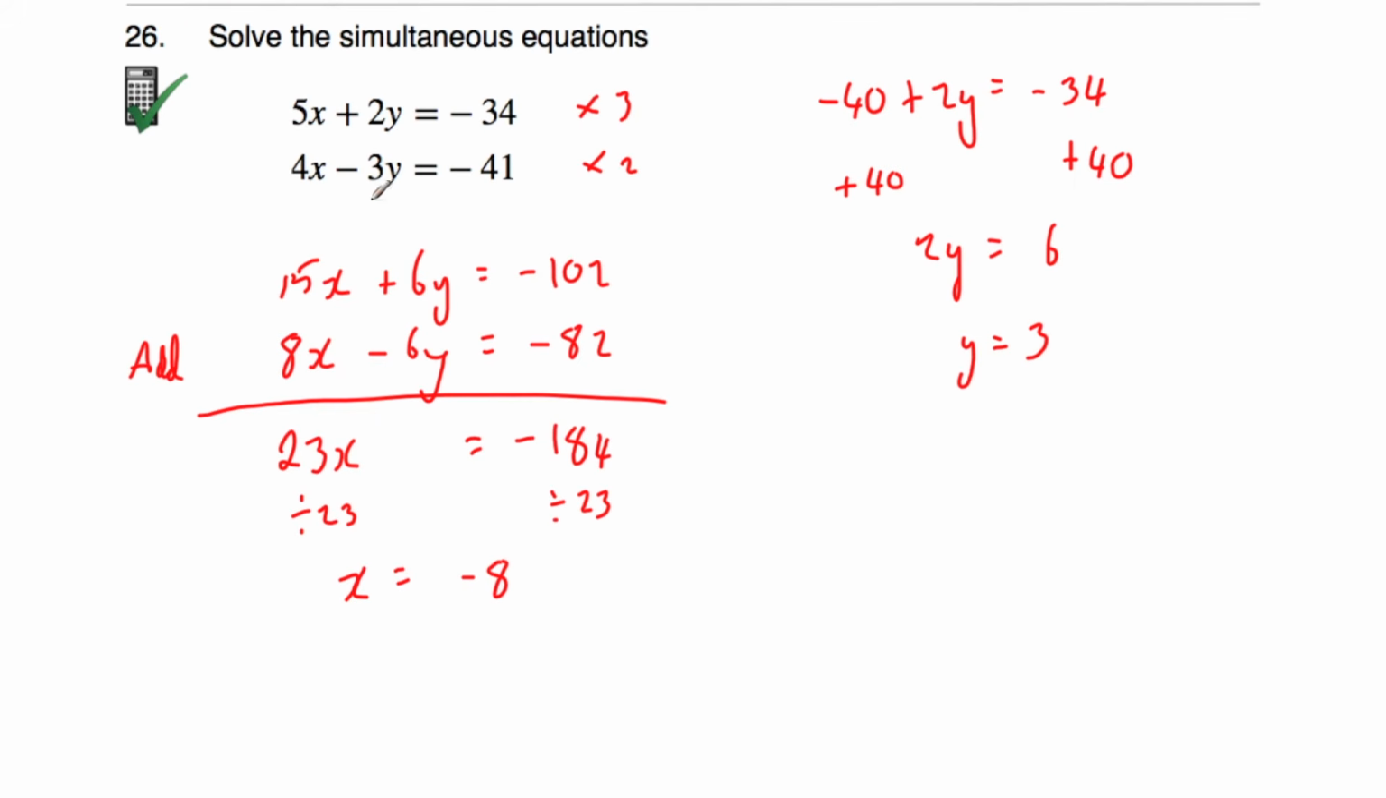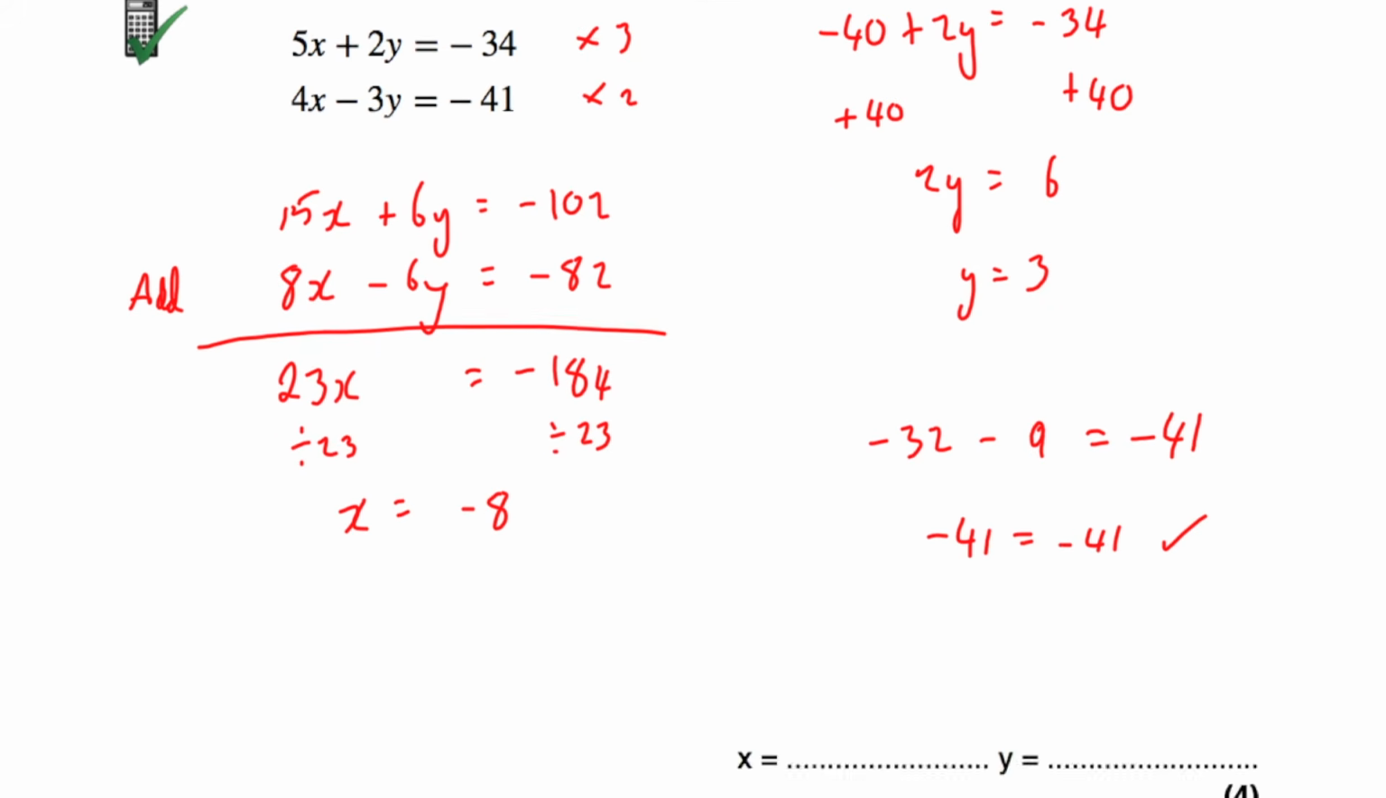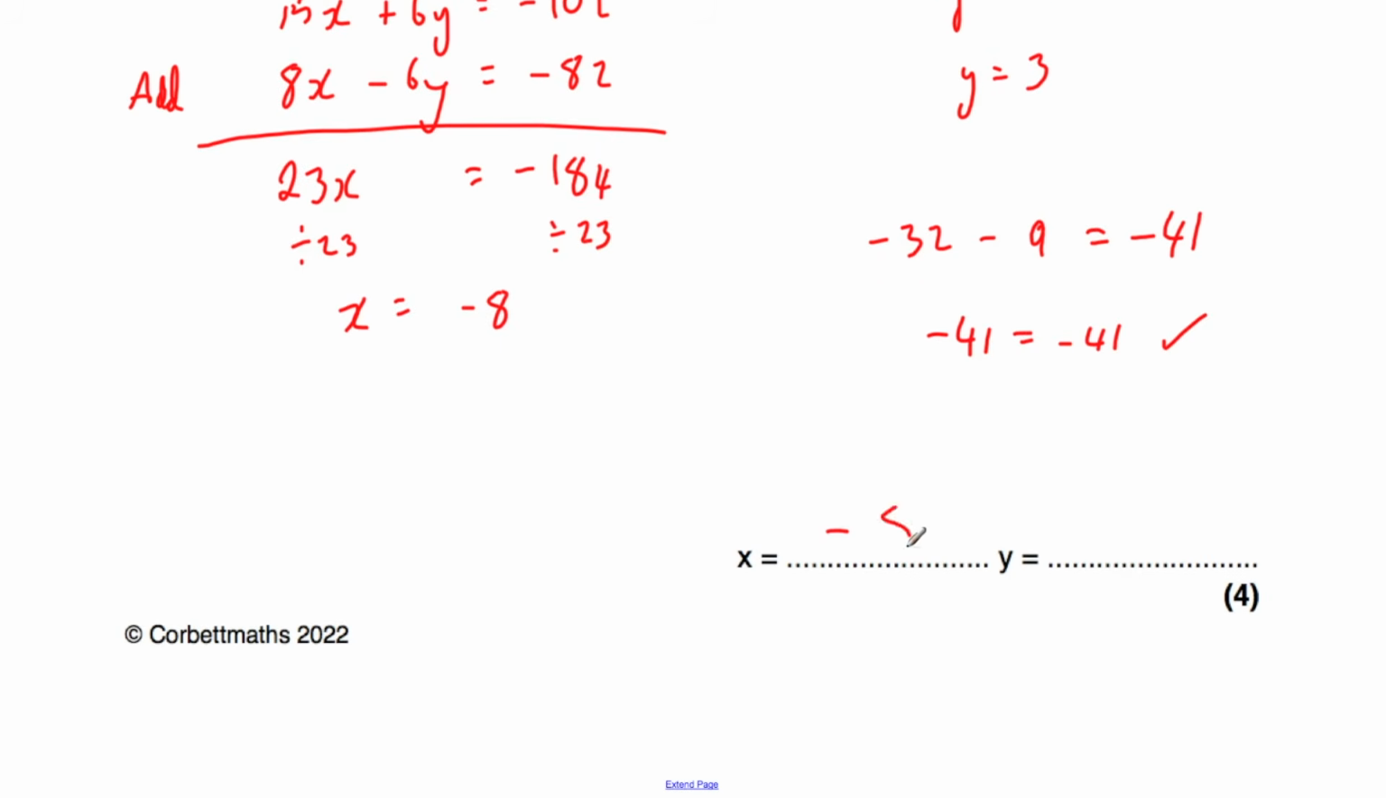And let's check that in the second equation. So 4x, that's 4 times minus 8, that's minus 32. And then we've got subtract, and then we've got 3 times y, that's 3 times 3, which is 9. And that should be equal to negative 41. Let's just check it. Minus 32, take away 9 would be minus 41. So you've got minus 41 equals minus 41, so we know we're right. So that means that let's write our answer in, that x is equal to negative 8 and y is equal to 3. And that's it.